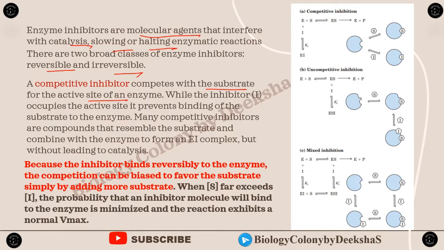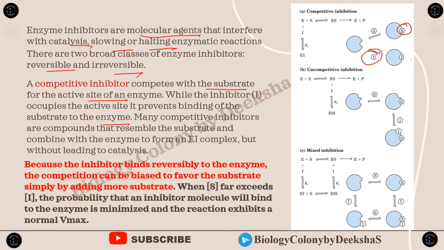You can see in this diagram. This is the active site of an enzyme, and as you can see, substrate is bound with the enzyme here, and then enzyme is bound with the inhibitor at the same site. This is a competitive inhibition. So while the inhibitor I occupies the active site, it prevents binding of the substrate to the enzyme. तो जब ये substrate से bind नहीं कर रहा है, I से bind कर रहा है, तो substrate इसमें bind नहीं कर सकता है. So many competitive inhibitors are compounds that resemble the substrate. As इनकी same site है, तो इनका structure भी थोड़ा similar सा होएगा.